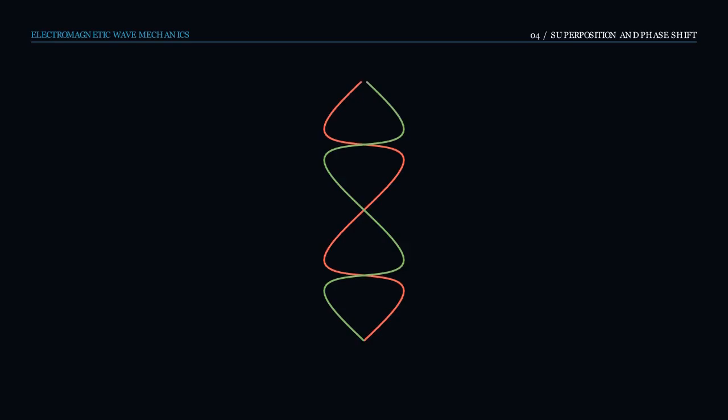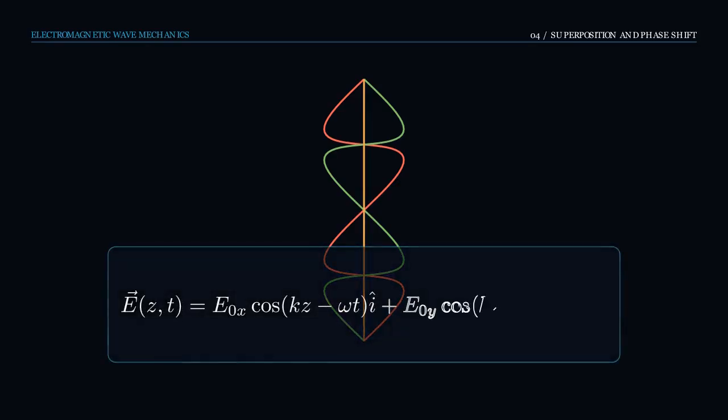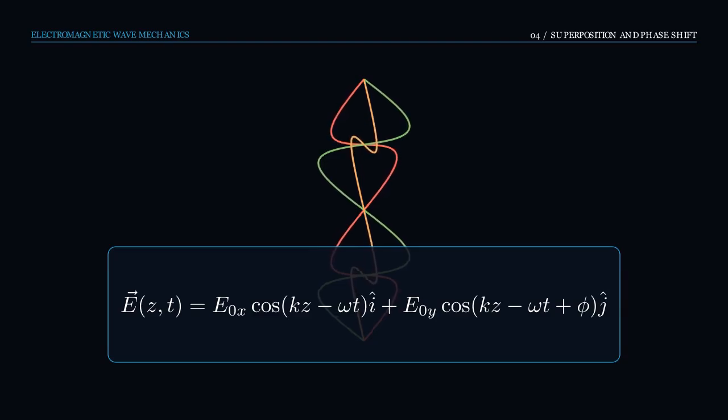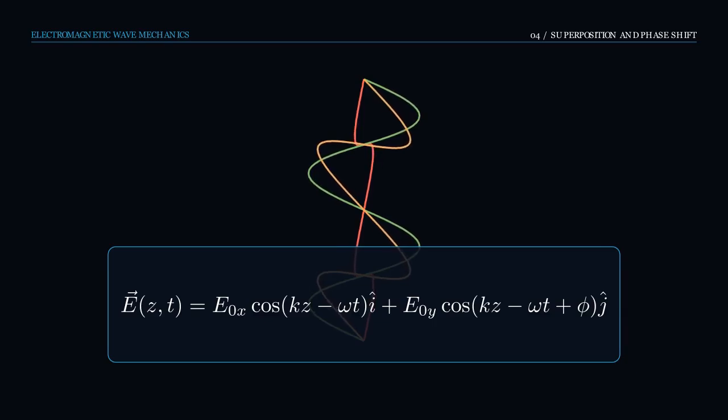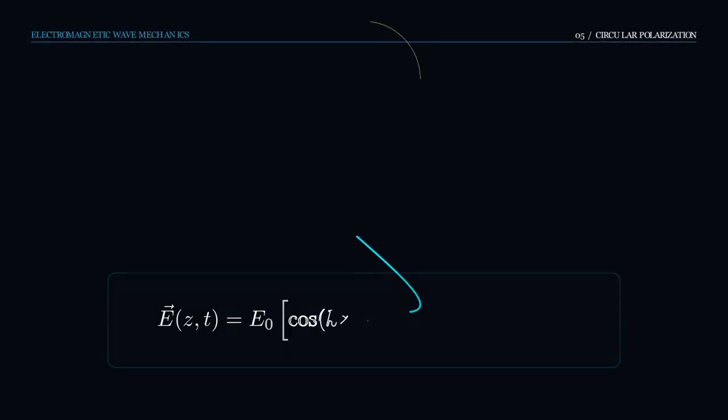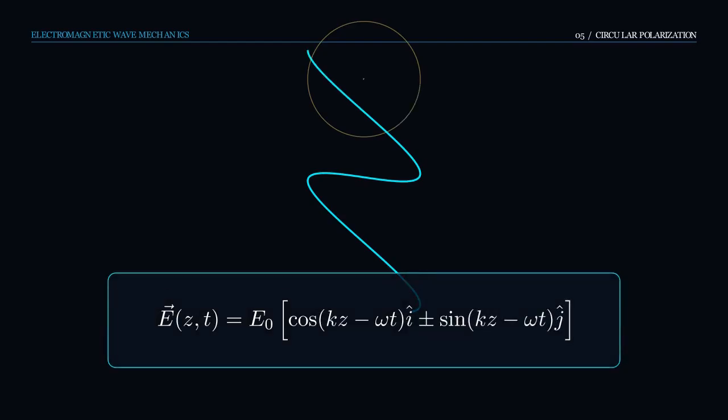What happens when we introduce a second perpendicular component along the y-axis? We write this general field as E equals E_x cos(kz minus omega t) i-hat plus E_y cos(kz minus omega t plus phi) j-hat. The parameter phi is the phase shift between the two orthogonal oscillations. If phi is 0, or an integer multiple of pi, the two components oscillate in perfect synchronization. The resulting vector sum still traces a straight line in the xy plane, tilted at an angle determined by the ratio of E_x and E_y.